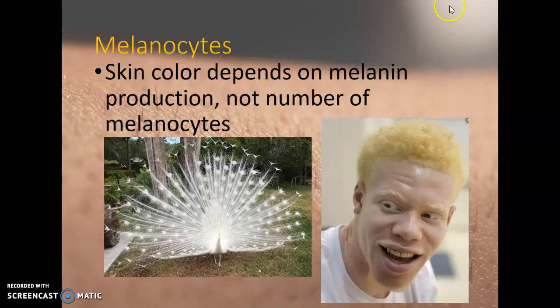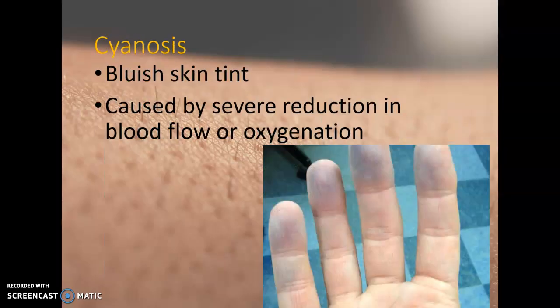Just on the topic of melanocytes for a second, you've probably heard of albinism, albinos. Albinos are people or organisms that are missing pigment. They're not missing melanocytes. They're actually missing melanin, the pigment that causes us to have our skin color. So you notice their characteristic lack of color.